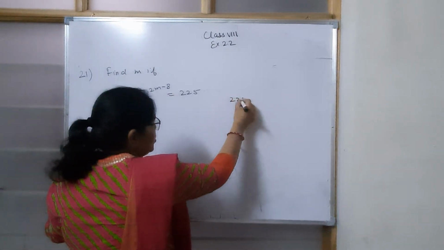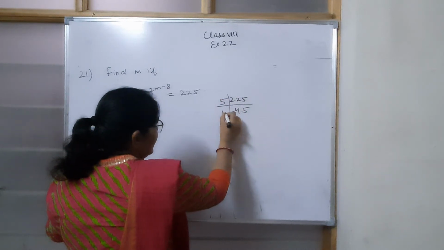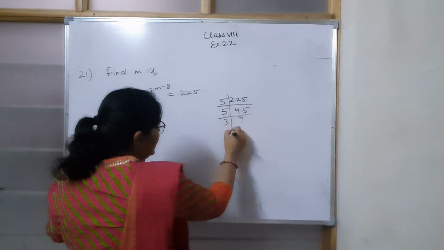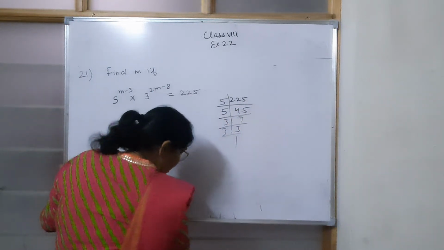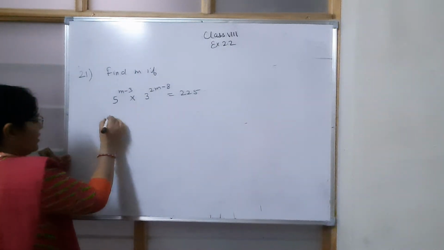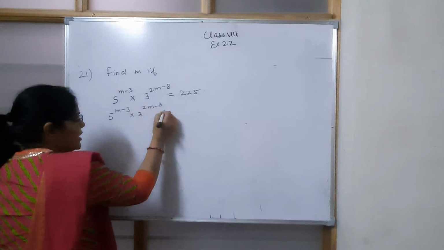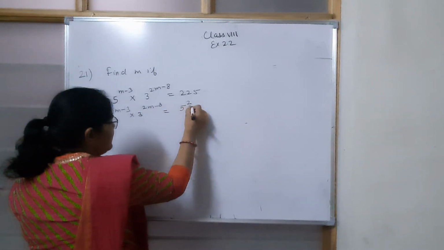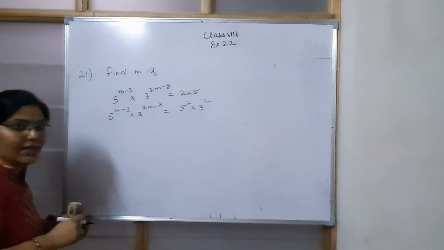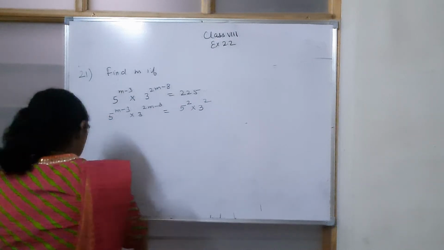225: how will you write 225 in exponential form? Just look here. 5 fives are 25, 5 nines are 45, so 3 threes. So it is 5 raised to the power 2 and 3 raised to the power 2. I have not changed anything here. This can be written as 5 raised to the power 2 and 3 raised to the power 2.